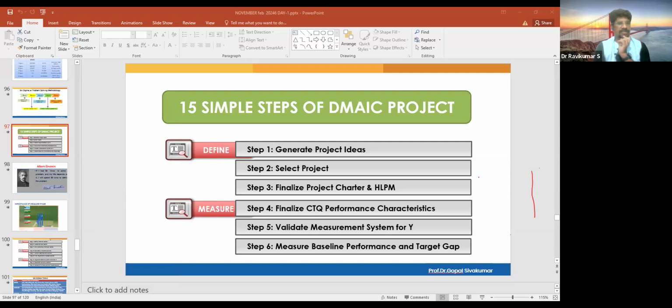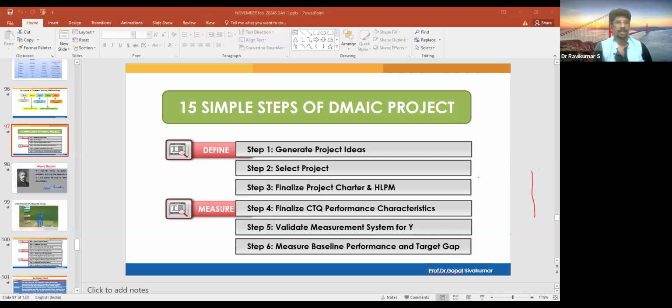I'm looking for another slide which will help you to understand it more. Define. Yes, define. Let me get that for you. Just a minute. Here it is.